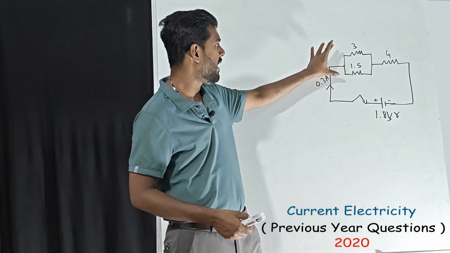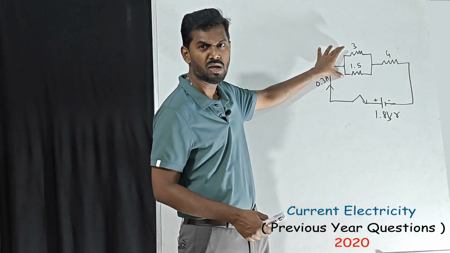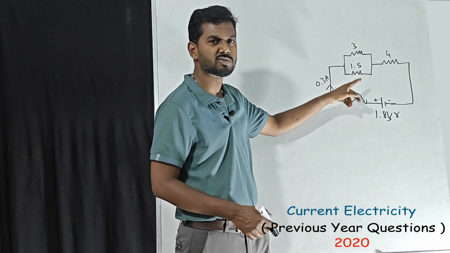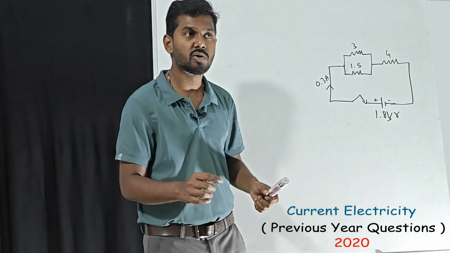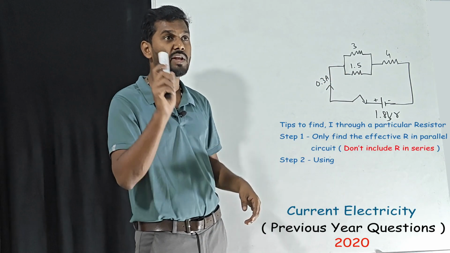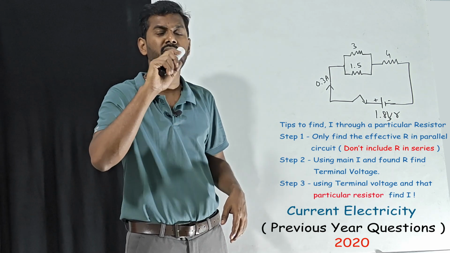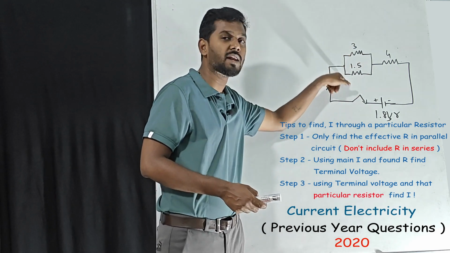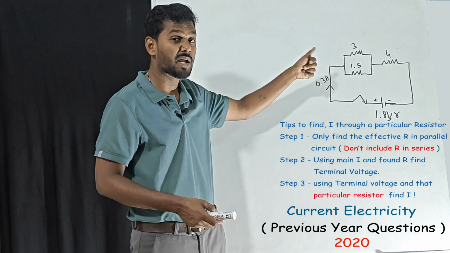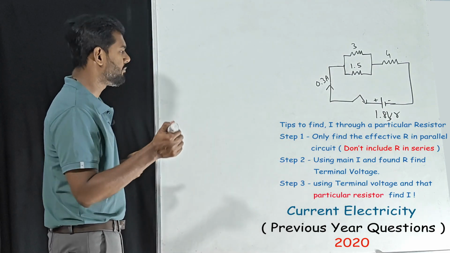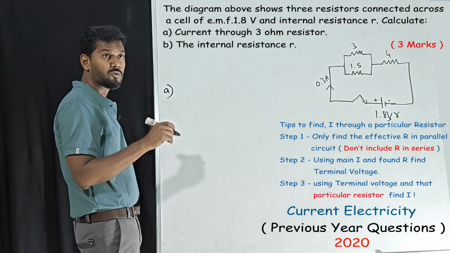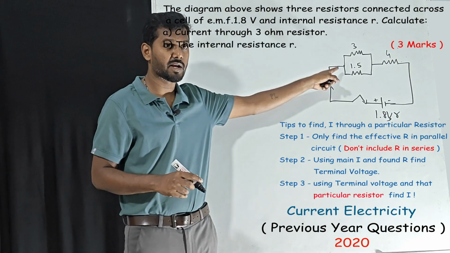So for that we need to include both these resistors, because based on these two resistors only, the current will get divided. So we have to include them. See, keep this in mind. Whenever they talk about current in any particular resistance, if that is in parallel, we have to find the complete parallel effective resistance that we are going to use. Keep that in mind. Okay. So we have to find the current through the 3 ohm resistor.